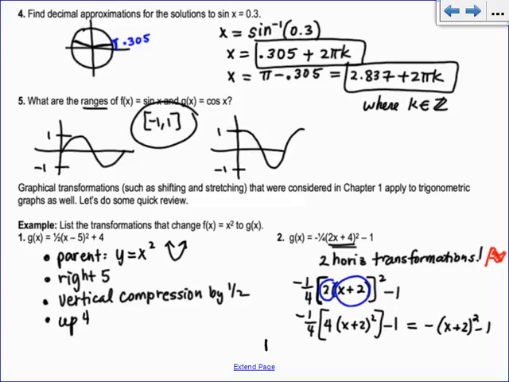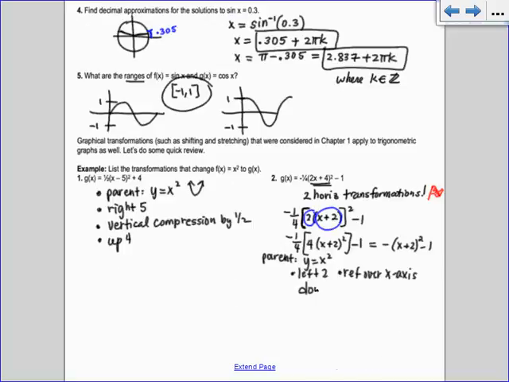So when I see this, my parent function is still y equals x squared. I move to the left 2. I have a reflection over the x-axis. And I move down 1. Do you guys remember all those transformations? Okay. But we first had to rewrite it. And the same thing will be true with sine and cosine, except we're not going to do the simplifying step. We're just going to kind of leave it like that. Okay, so that will make more sense when you see these.